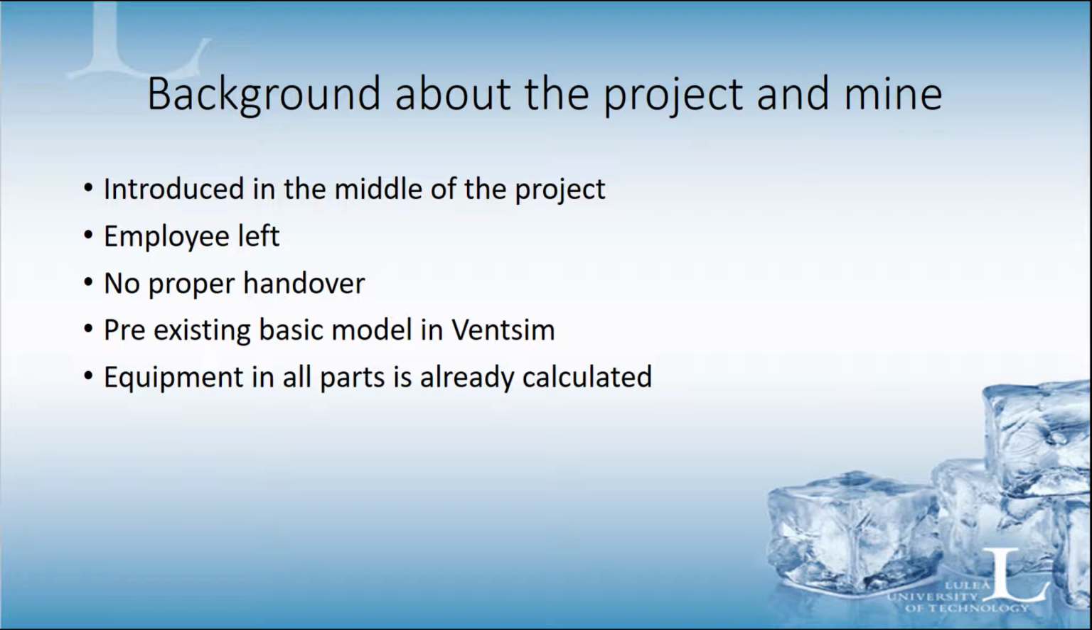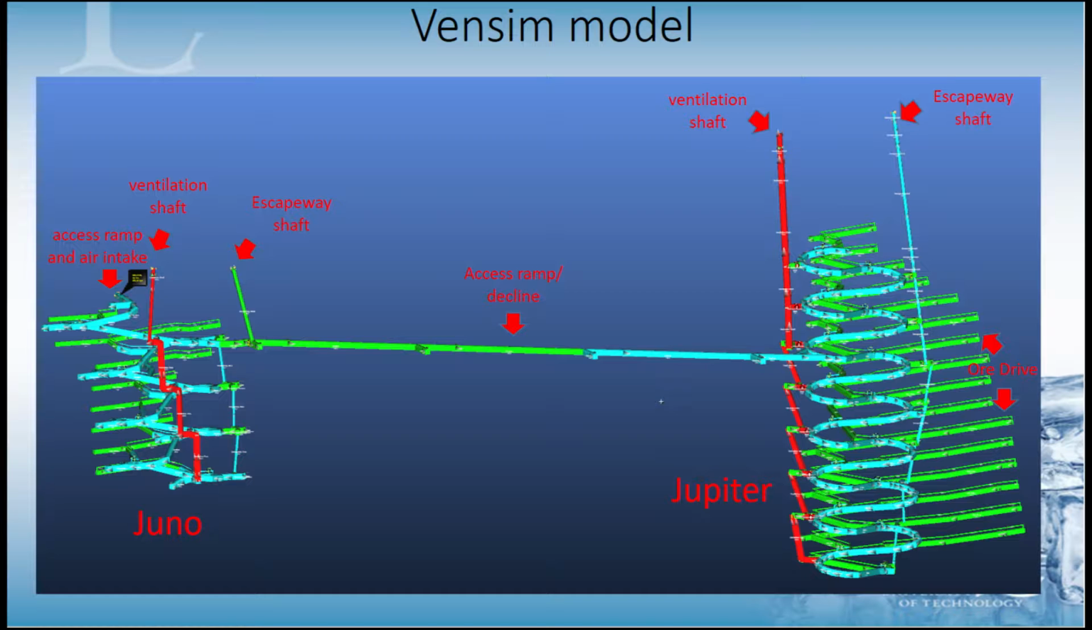But he has done a basic mine model in Vensim and determined how much equipment is needed in all parts of the mine. The mine is planned to be constructed in two parts. The smaller part is called Juno and the larger part is called Jupiter. The two parts are connected to each other by a transport ramp.